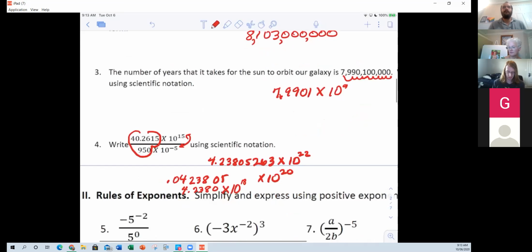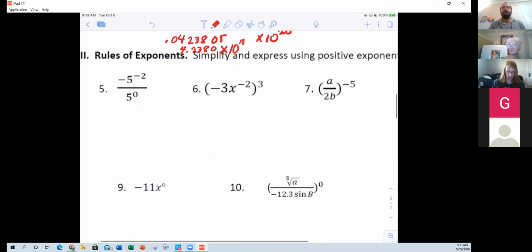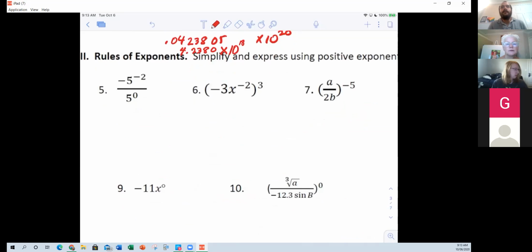So now let's go to rules of exponents. What do you have in here? Okay, so Elliot, would you do number 5? Letitia, number 6. August, number 7. Olivia, number 8. And Gabriella, number 9 and 10.